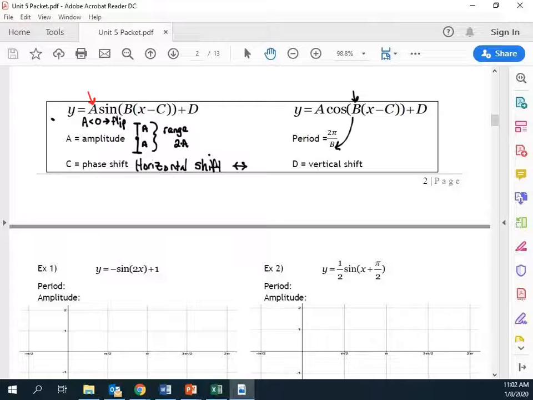All right. And then finally, the last one is that number on the end, which is always the easier one pretty much, and that is going to be vertical shift. It means up or down, whatever D is.